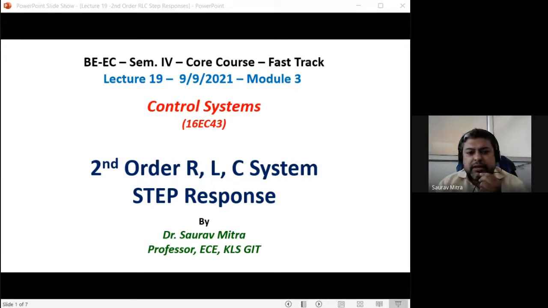Today's topic, second order RLC system step response. We have seen RL and RC system step response. For the RL system step response, we found that the current was increasing in the circuit and the voltage was decreasing across the inductor. For the RC system, we found that the voltage across the capacitor was increasing and reaching the input.